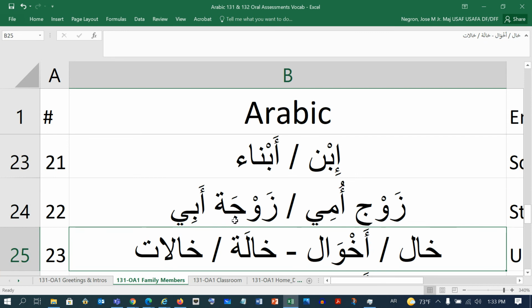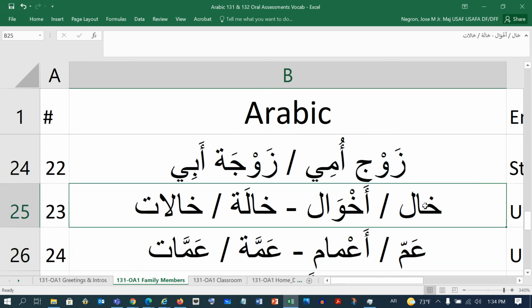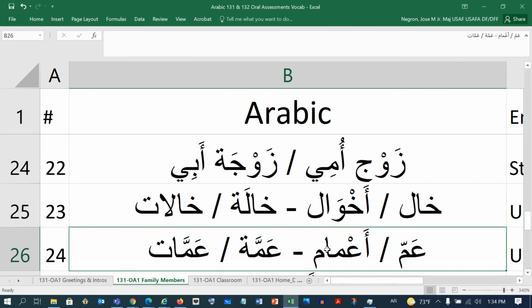And then for a stepmom, it'd be zawjat abi. So that's the wife. The "of" is implied, and then abi, dad of mine. So zawjat abi. That's my stepmom. We talked about the maternal aunts and uncles and the paternal aunts and uncles.